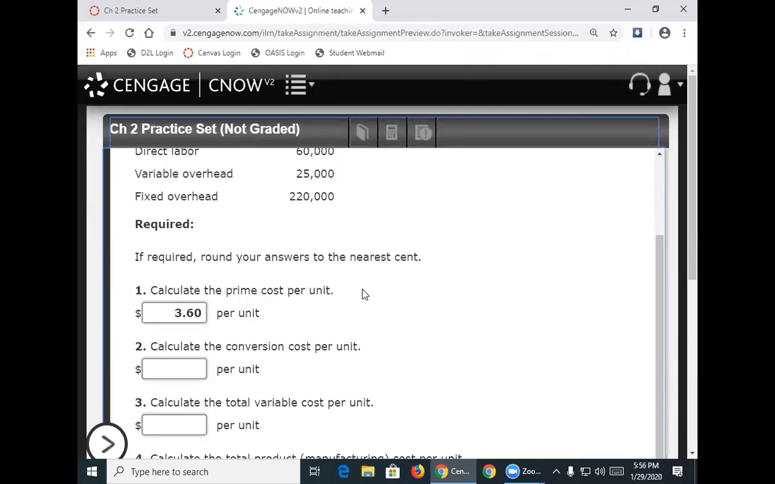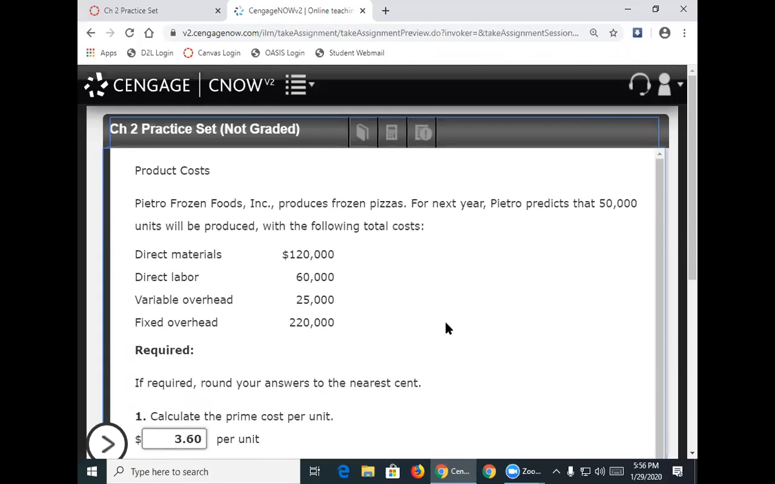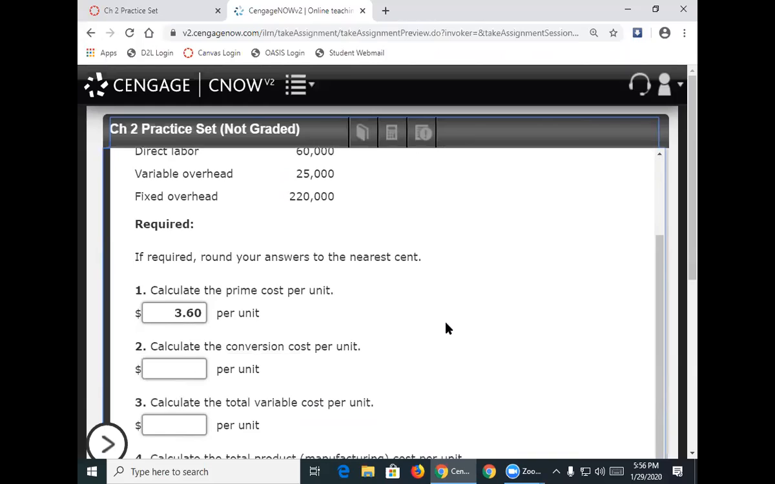Okay. So our prime cost per unit is $3.60. Number 2, we're really doing the same thing now. It's conversion costs. So what are my 2 conversion costs? Well, really 3, I guess. Labor and overhead. Good. So I would add up my direct labor plus both variable and fixed overhead. Conversion costs are all overheads. So I add that up and then divide by 50,000 again, right? So what's my conversion cost per unit? Very good, $6.10.